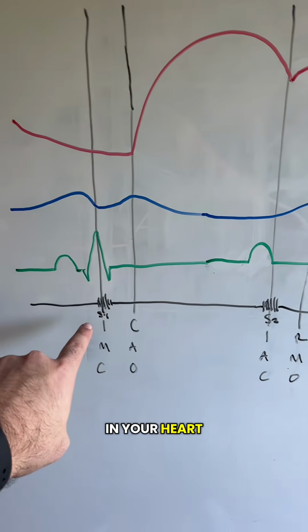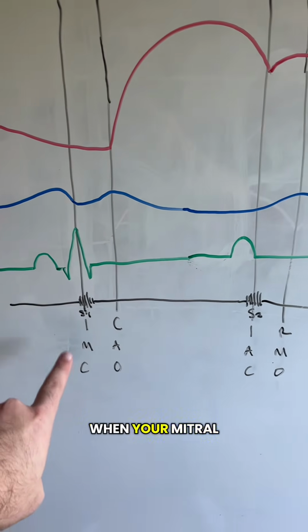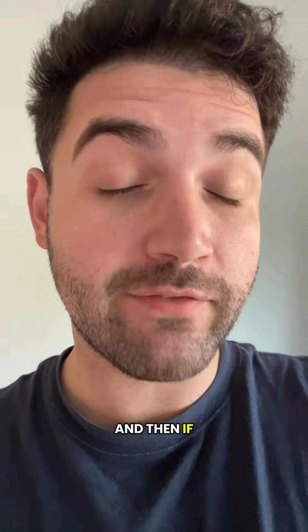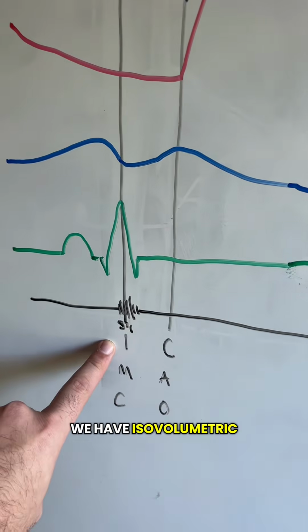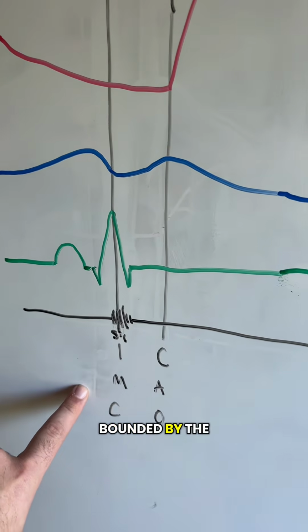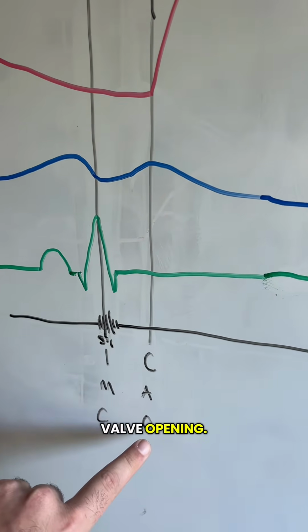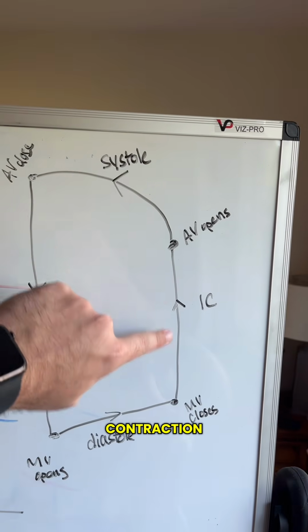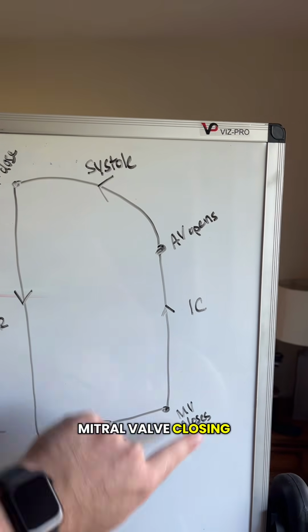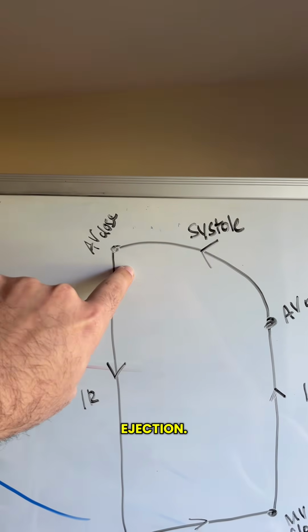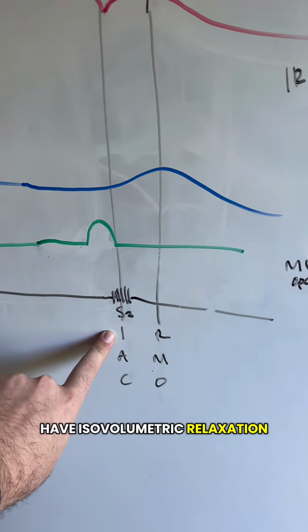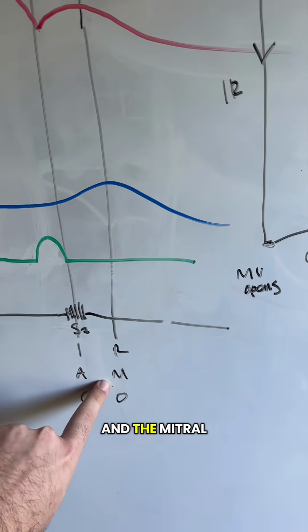You can add in your heart sounds S1 and S2 when your mitral valve closes and your aortic valve closes. And then if you want to be really extra, you can relate this to your left ventricular pressure volume loop. We have isovolumetric contraction bounded by the mitral valve closing and the aortic valve opening. The aortic valve opens, you have ventricular systole and ejection. And then you have isovolumetric relaxation bounded by the aortic valve closing and the mitral valve open.